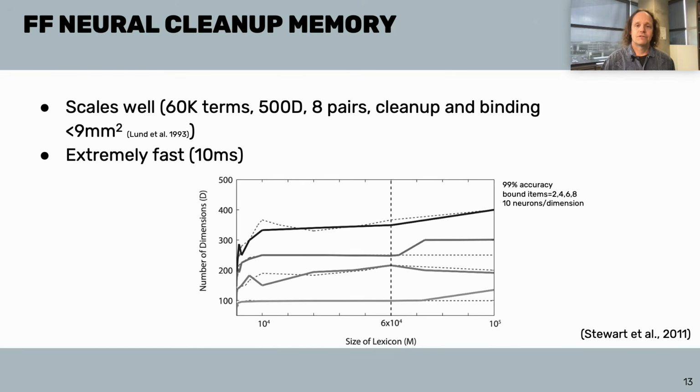So this graph is summarizing the accuracy. It's essentially showing that for a particular number of dimensions, if you want a 99% accurate cleanup memory, so that means you get the right answer 99% of the time, and you've got about 60,000 concepts, that's what the dotted line is showing, which is the number of concepts in the average human vocabulary, then with a 300-dimensional vector, you can actually do an extremely good job, even for many different items in your structured representation.